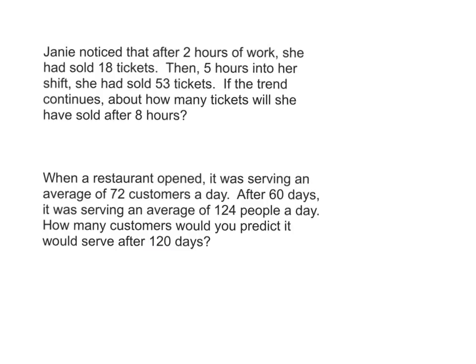What you should notice in this example, and in the next one, which we'll get to in a second, is that we have 2 data points. So 2 hours of work, 18 tickets. 5 hours of work, 53 tickets. Those are data points. So when we know we're talking about data points, so after 2 hours of work, she sold 18 tickets. And then after 5 hours of work, she sold 53 tickets.